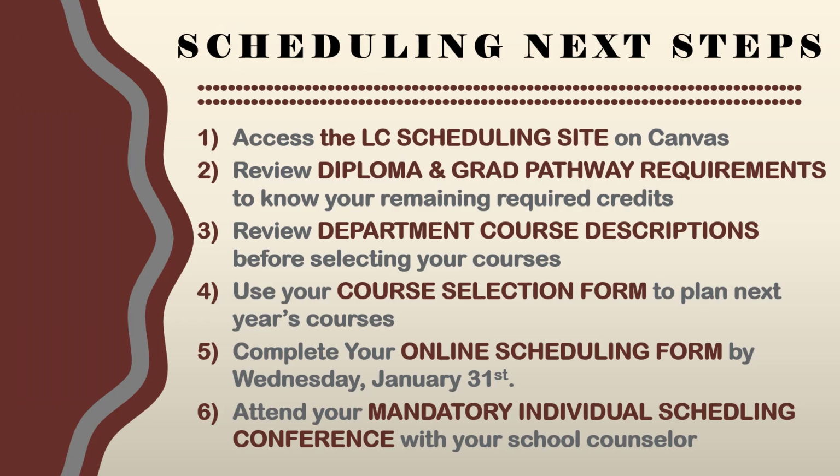Now you are ready to schedule. Here are your next steps. Access the LC scheduling site on Canvas. Review diploma and graduation pathway requirements to understand what remaining credits are needed for your diploma type, graduation pathway, and graduation. Use your course selection form to plan your classes for next year and jot down any questions you may have for your counselor when you meet for your individual scheduling conference.